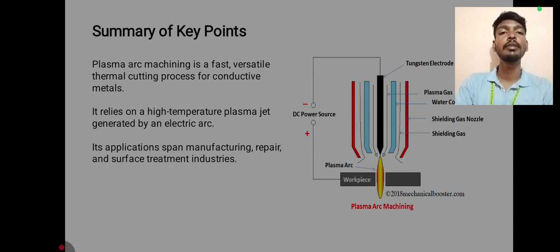And the summary of key points: plasma arc machining is a very fast, versatile thermal cutting process for conductive materials. It relies on a high temperature plasma jet that is generated by an electric arc. Its applications span manufacturing, repair, and surface treatment industries.